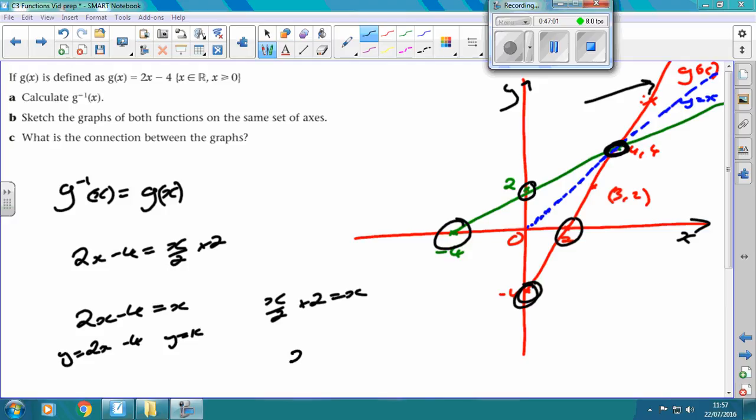So for instance, 2x minus 4 equals x. Get the x onto one side, get the 4 onto the other side, and you get 2x equals x plus 4, x equals 4. And then because it goes through the line y equals x, if x equals 4, y will also equal 4. So it's going to be (4, 4).